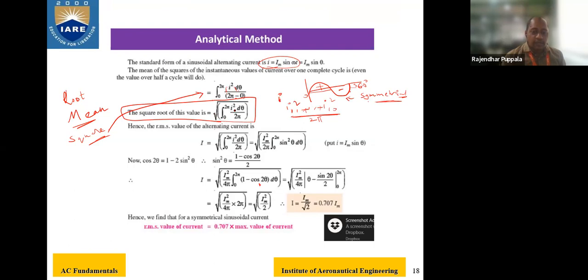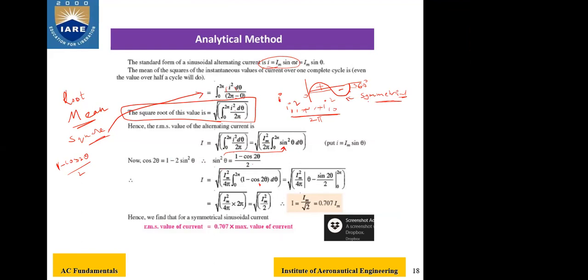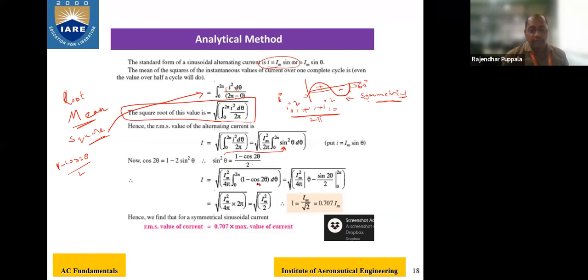Here we are substituting i equals Im sin theta. But how do we integrate the sine square term? We write sine square theta equals 1 minus cos 2 theta by 2. Integrating these terms, the integral of 1 gives theta, and the integral of cos 2 theta gives sin 2 theta by 2. We substitute the limits 0 to 2 pi, the total time period, since while finding the mean we have the integral term also. At the end, after substituting these values, you get Im by root 2 for the sine waveform.